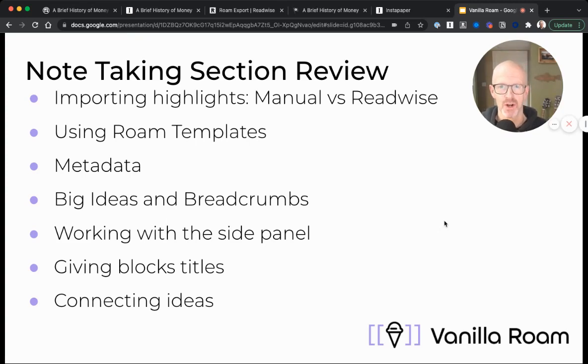All right, that concludes our section on note taking in Roam. I hope you found this information valuable. We covered a lot of ground in this section, so I wanted to take a moment to recap and summarize.